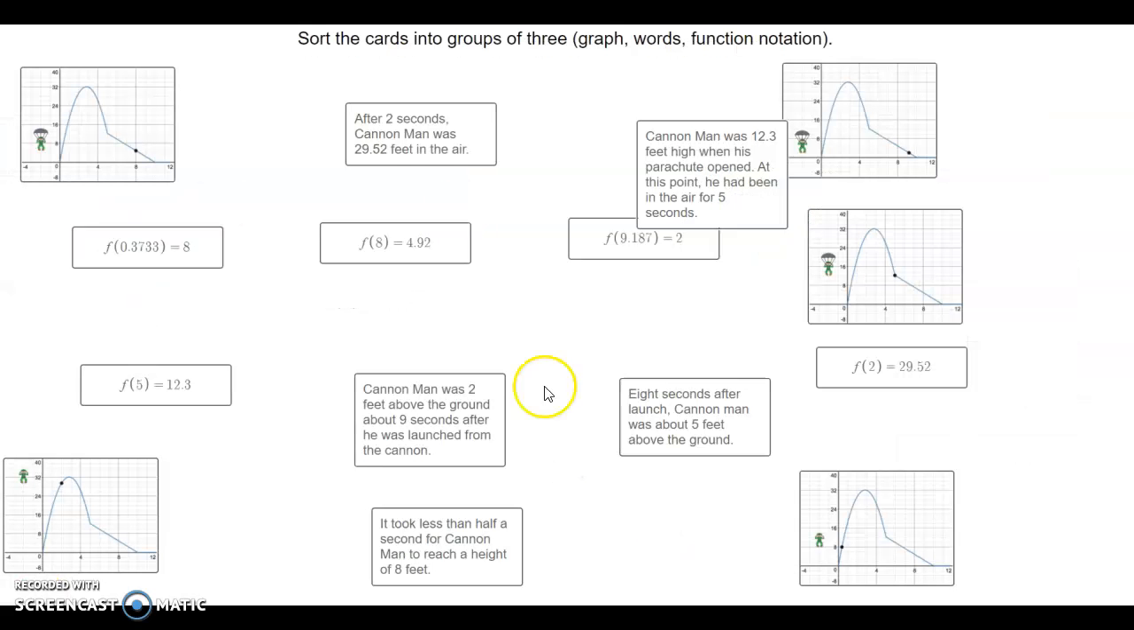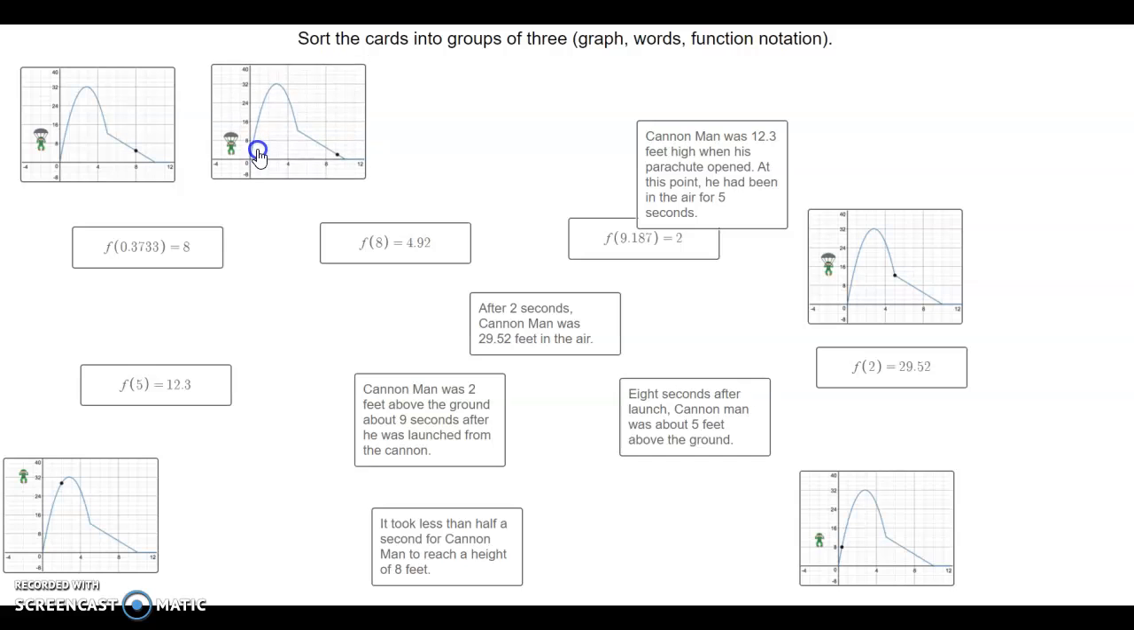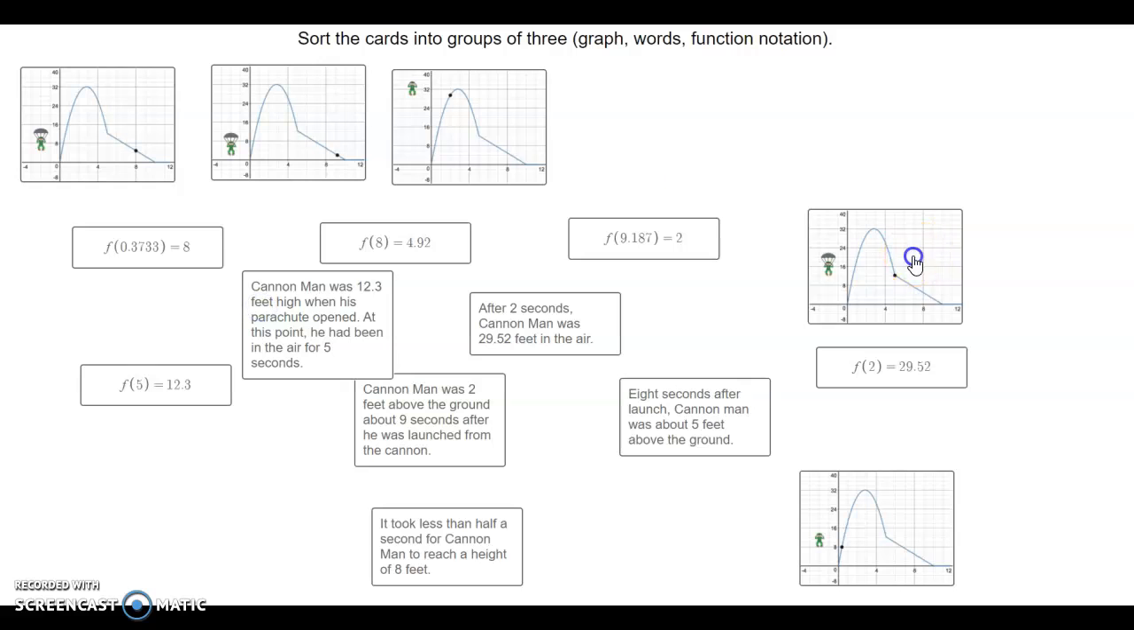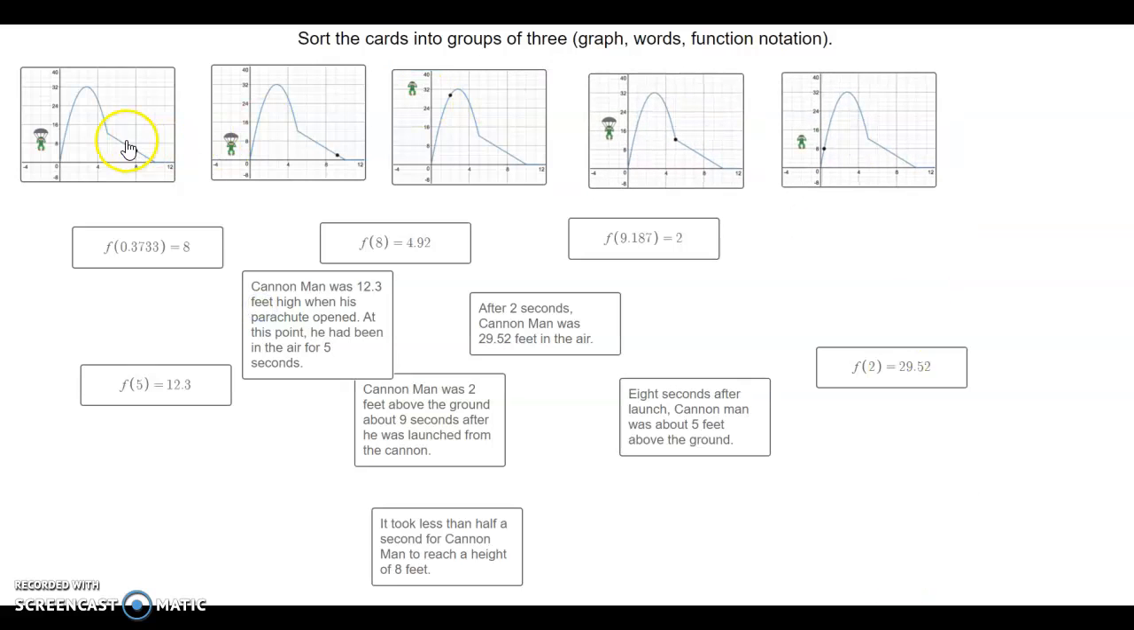So at this time, you are going to sort these cards into groups of 3. My suggestion would be to line up your graphs at the top. The reason why is because then you can see the actual points of where they're asking you to look. So like down here, this is about 8. So this one's a little bit longer than 8. And this one is a little bit closer to maybe like 2 or 3. And this one's after 4, and then this one is before 1.